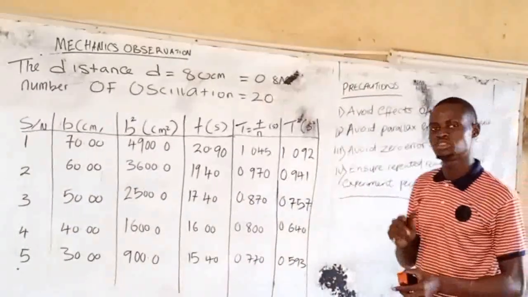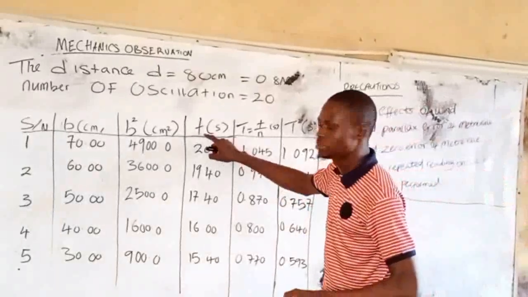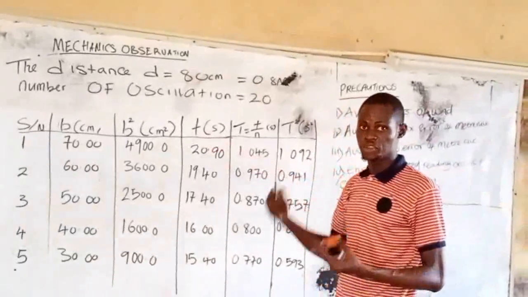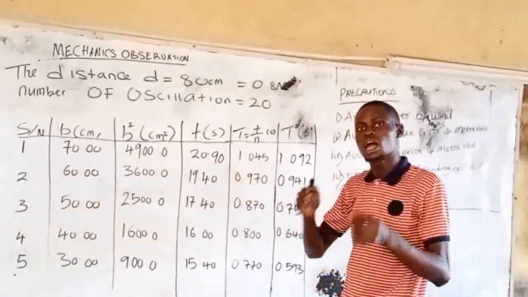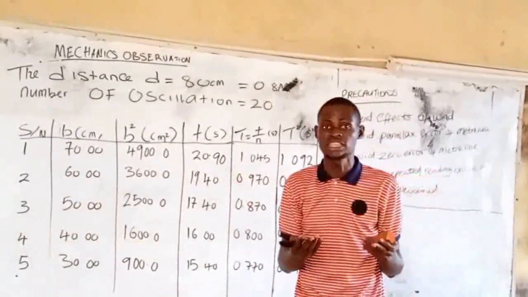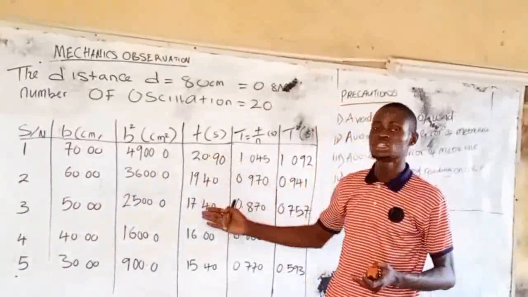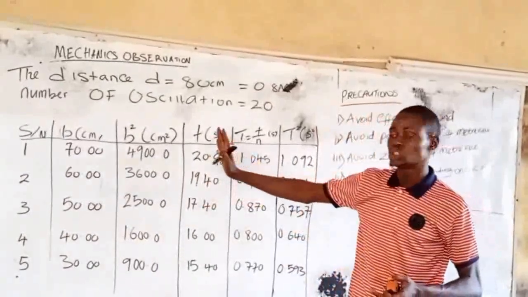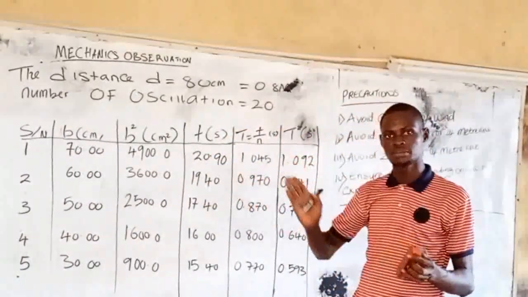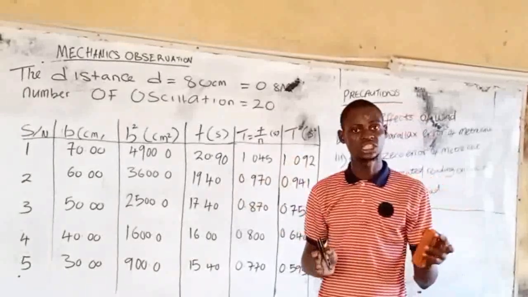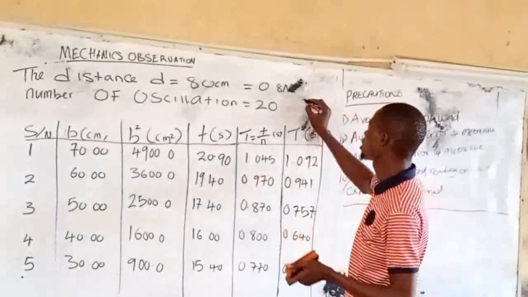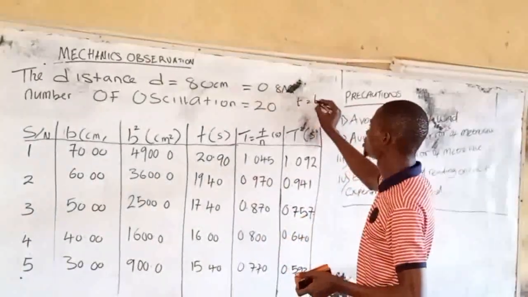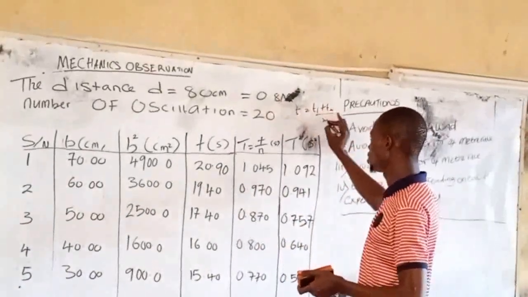When we have repeated readings, the value of time that is given to us here is an average value. It is advisable to our students that when taking your reading, you take double readings of your time. After calculating the first time, calculate the second time, then find the average, which should be T1 plus T2 all over 2.